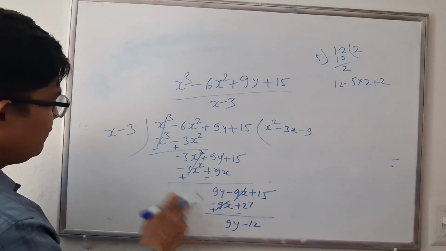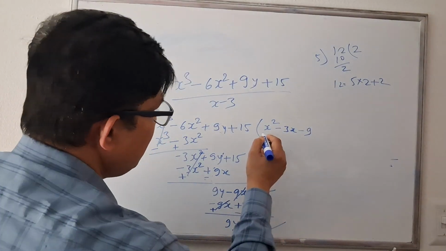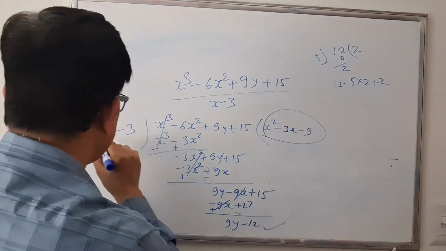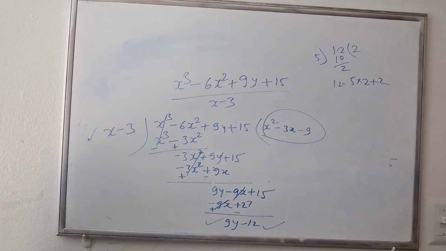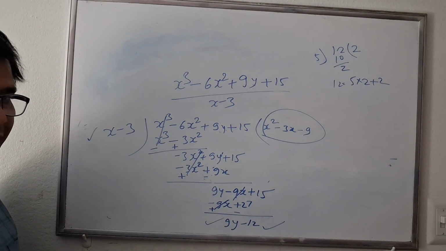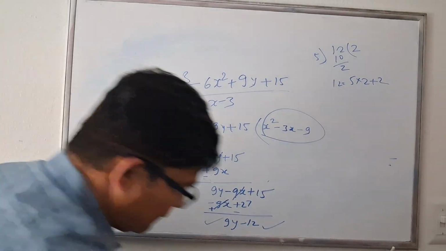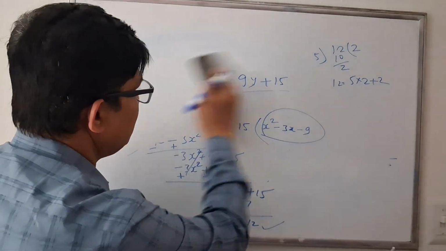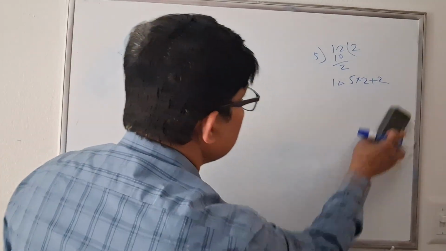Now do you have y here? No. So you will stop here. So you have this quotient, and this is your divisor, and this is your remainder. See? Here it is so simple. No confusion in division. Okay. I'll give you some homework based on this. Okay.